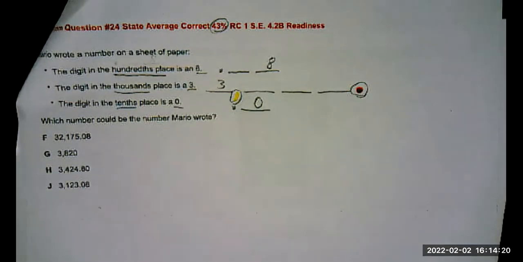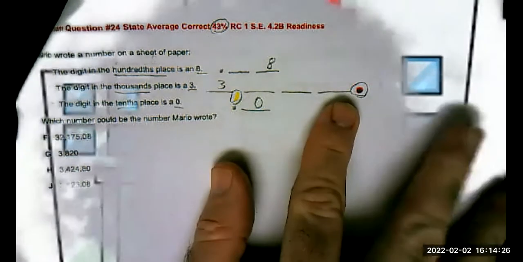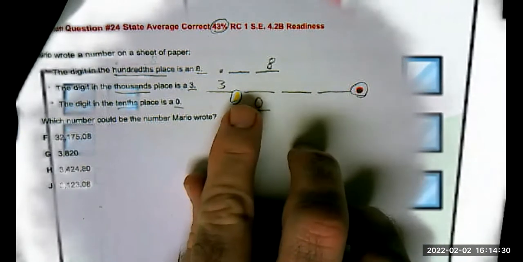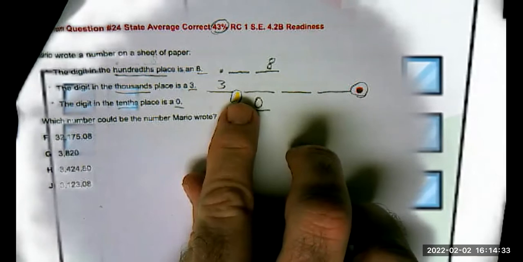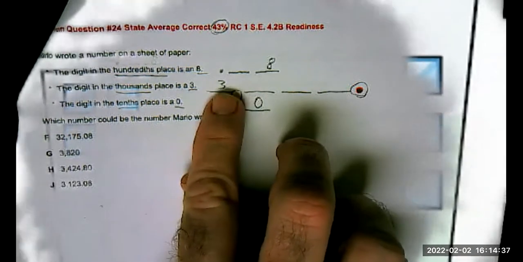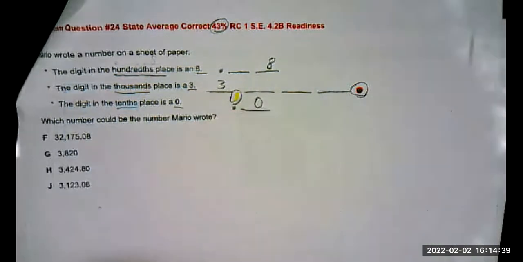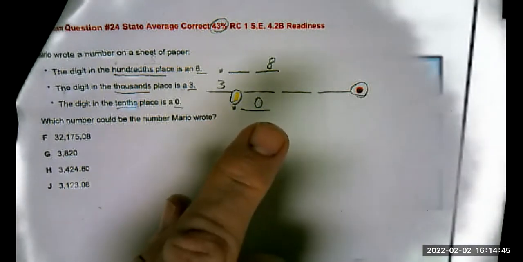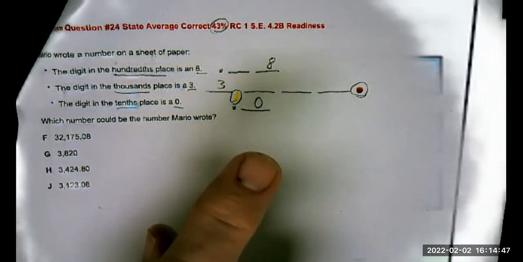The digit in the thousands place is a 3. So we have ones, tens, hundreds, and there's the comma for slowing the number down, and there's the 3 in the thousands place. I almost said it wrong. And then the digit in the tenths place, so we have ones, tenths, is a 0.